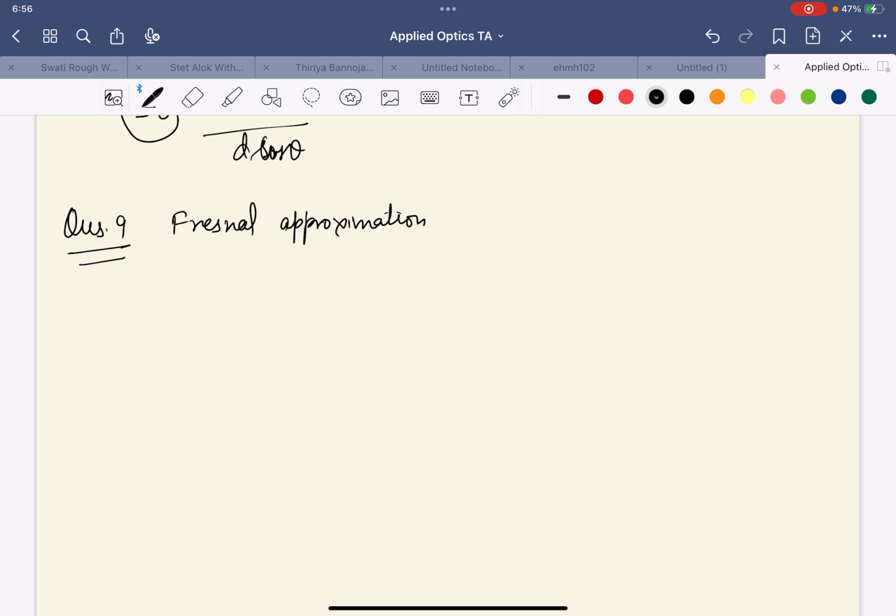The Fresnel approximation is valid for option A, when Z is greater than pi by 4 lambda times (x square plus y square) whole square to power q.